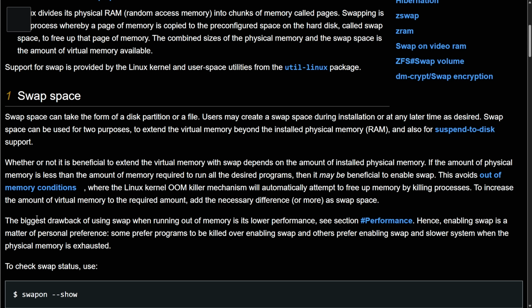But I want to read off the biggest drawback of using swap. It's when you run out of memory, it is lower performance, and that is a major thing that's tackled with this new swap table implementation and patch series.